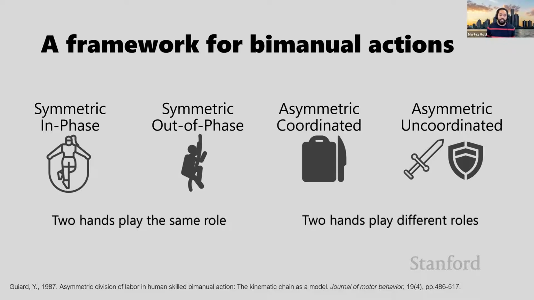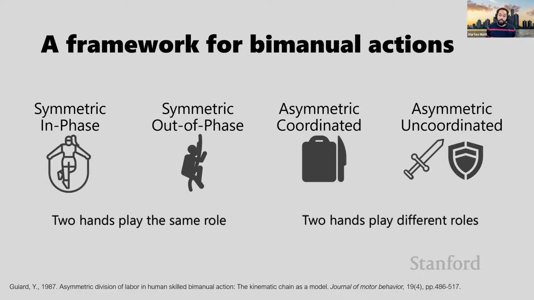There's symmetric in-phase, in which both hands do the same role at the same time. You could think of that as jump roping. Both hands are working in tandem to do the same action. Symmetric out of phase is where both hands do the same action, but at different times. So if you're thinking about something like climbing a rope or a ladder, one hand might go and then the other hand might go. Both hands are doing the same action, just at different times.